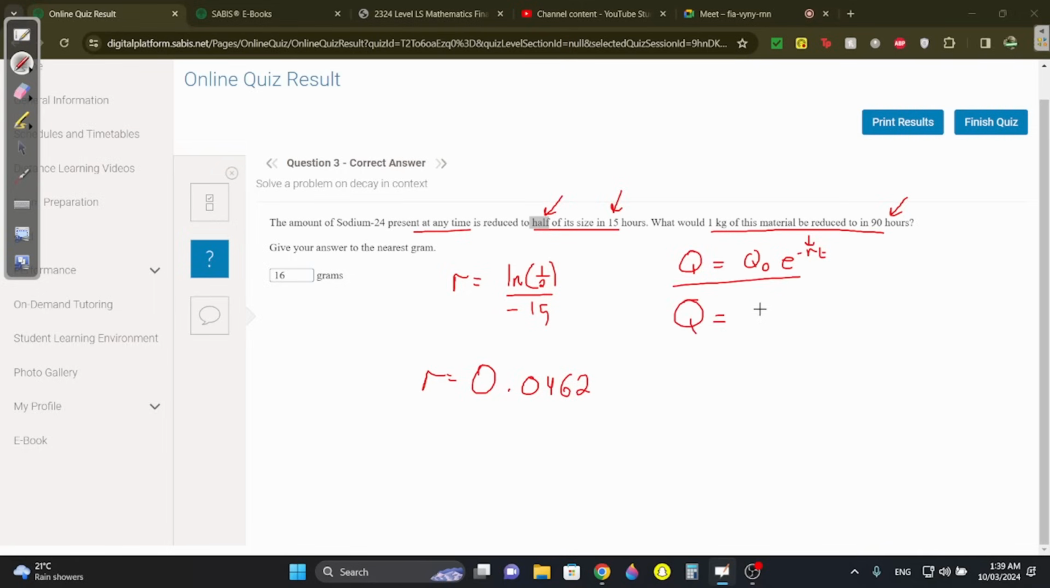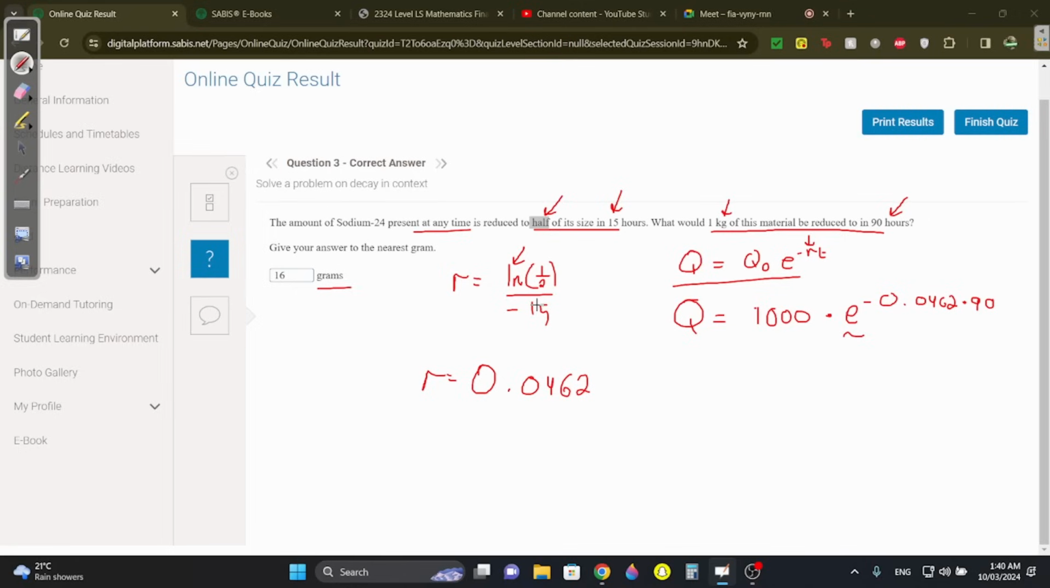Yes, you can. Q equals Q naught. What are we starting with? 1 kg, right? They want the answer in grams, so let's convert this into grams and put 1000 times e to the power of minus 0.0462 times 90. This is all in the power section. This is a function on the calculator. You can find it on the top right side of the calculator, and ln is also on the top right side. If you press shift ln on my calculator, you get the e.